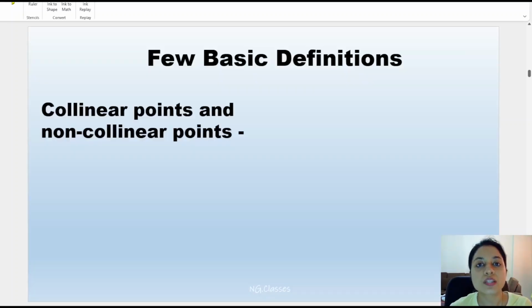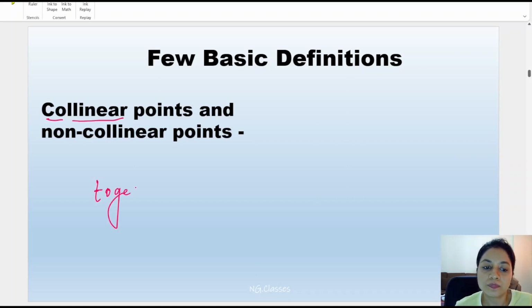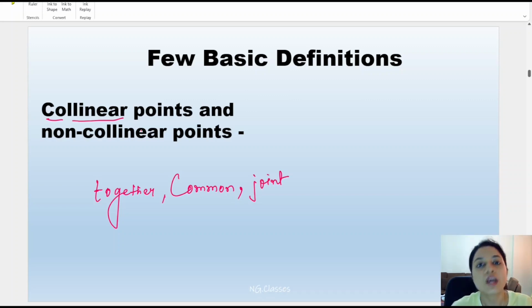Now let's see what's the difference between collinear points and non-collinear points. So collinear, here the name says all about itself. That means co means together, or common, or join. So points which exist together on same straight line are known as collinear point.